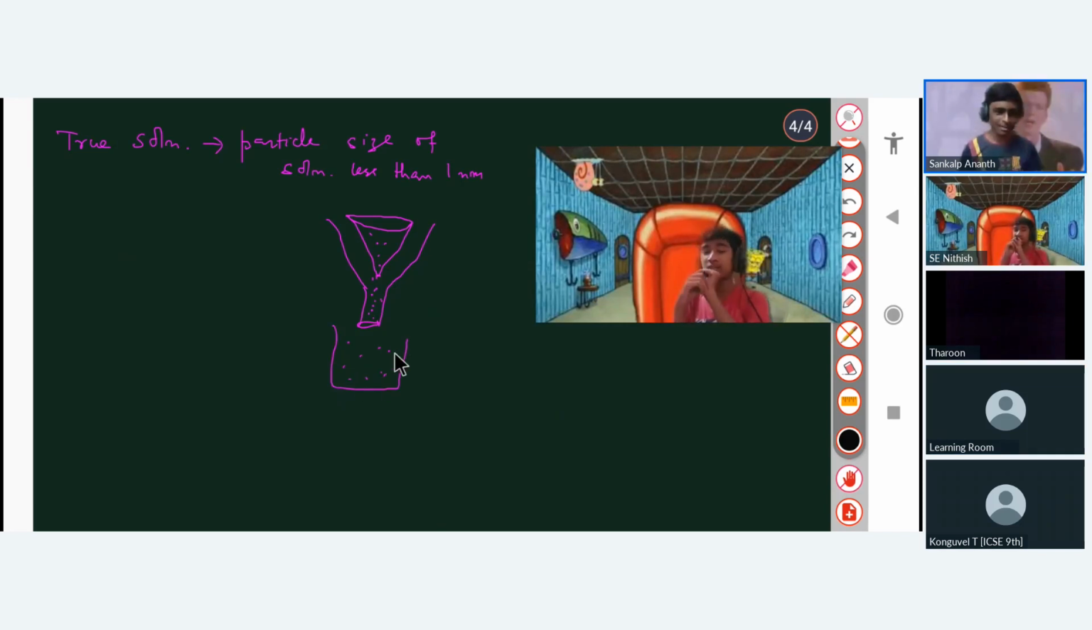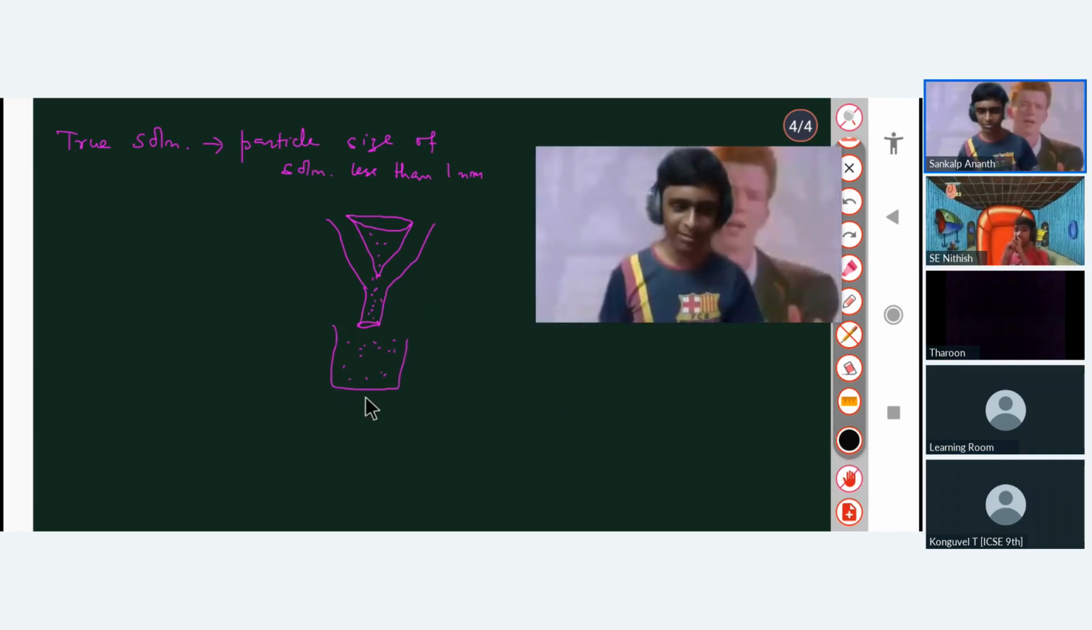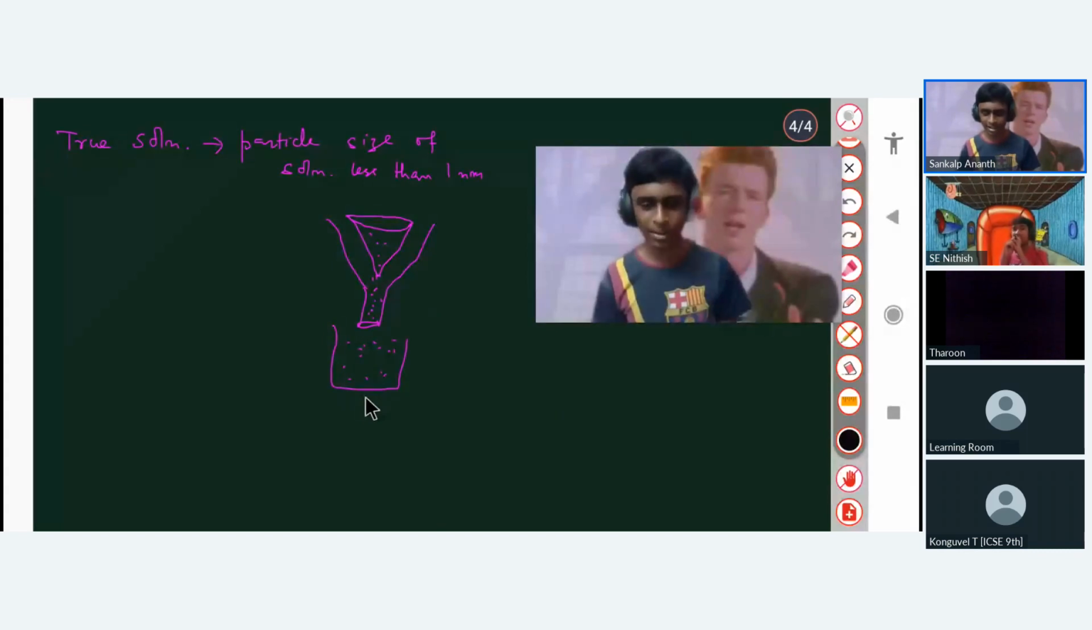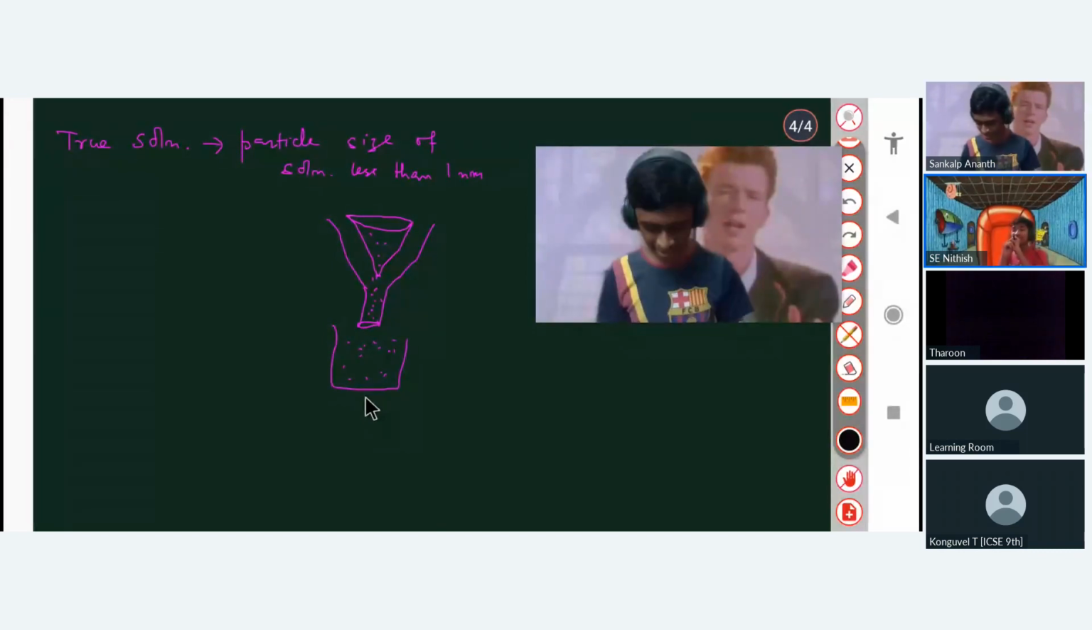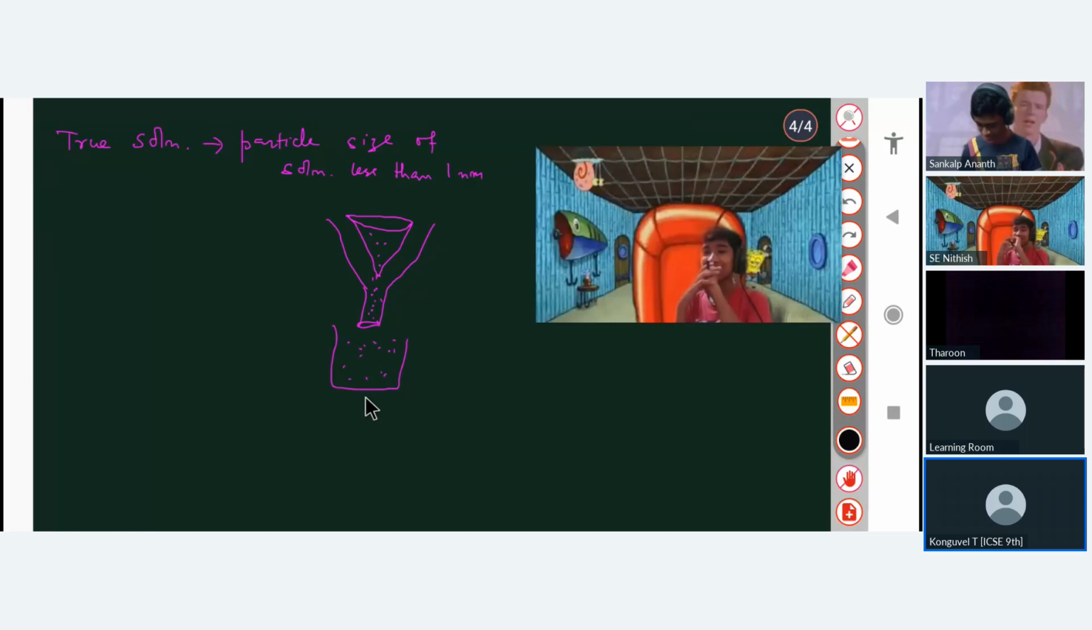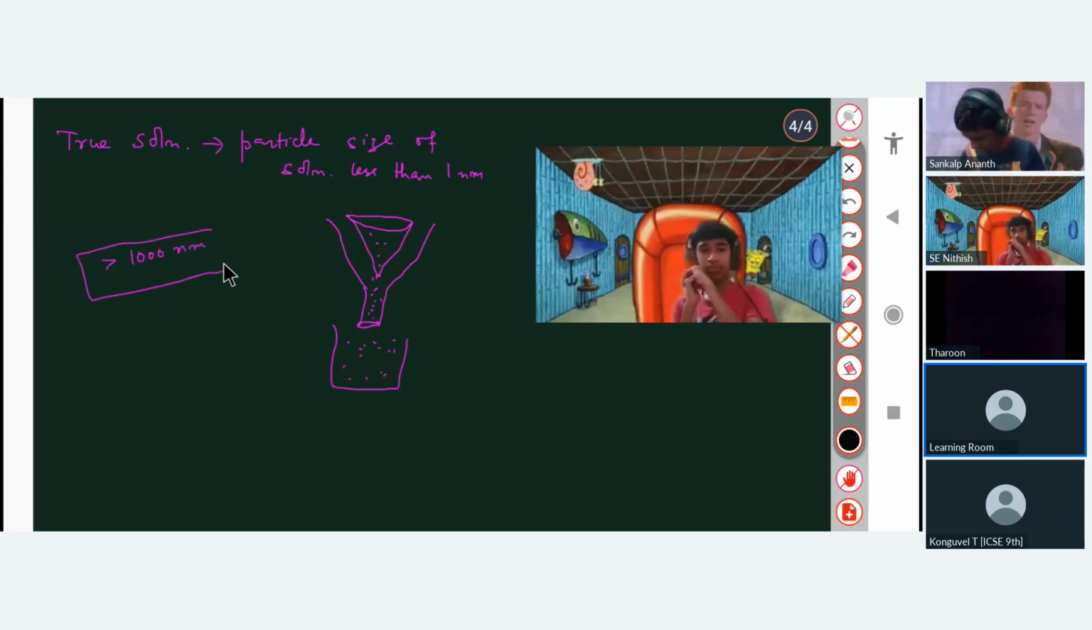If we have a filter paper which can filter nanoparticles, that would not be a normal paper. But whenever we have filtration, we do not have any filter paper in which nanoparticles can be stopped. There isn't any such solid object. If we find something, we can name it Sankalp paper. If the particle size is greater than 1,000 nanometers, then it can be stopped with this filter paper.